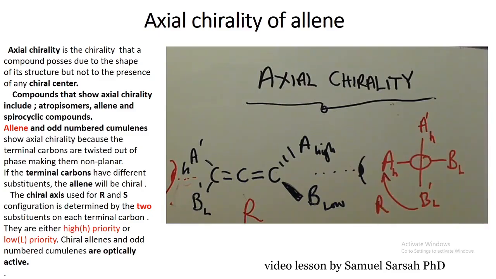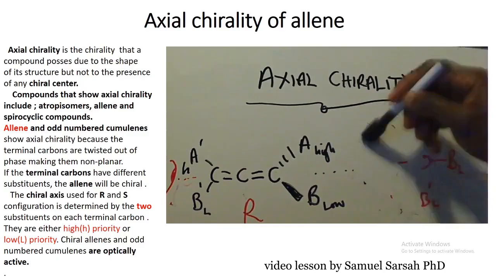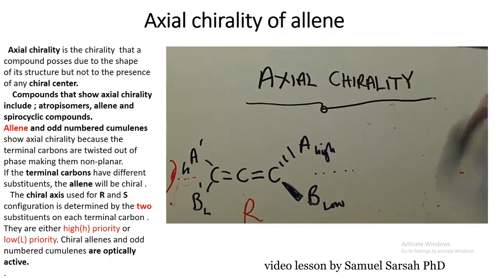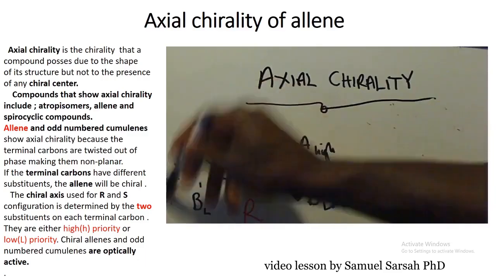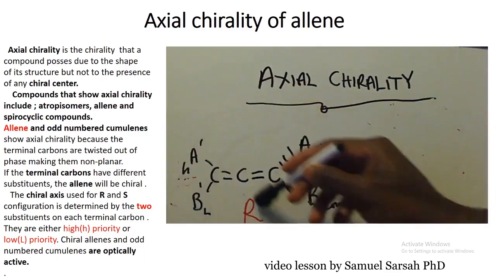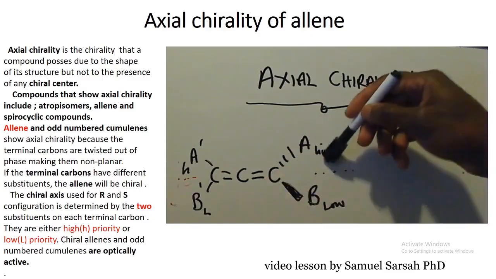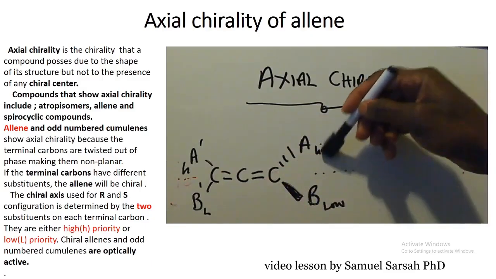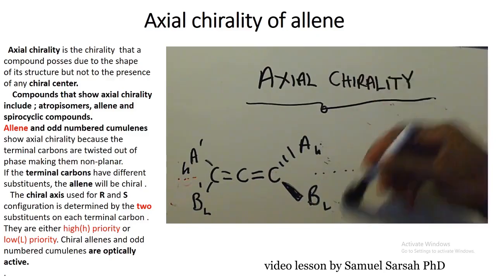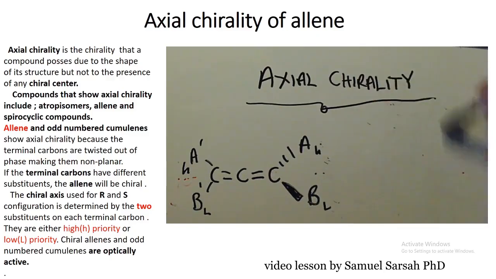This is an example of an allene, or a structure that looks like an allene. So again, you can draw the enantiomer with this. It will be very easy to draw, and that enantiomer will have the opposite configuration.